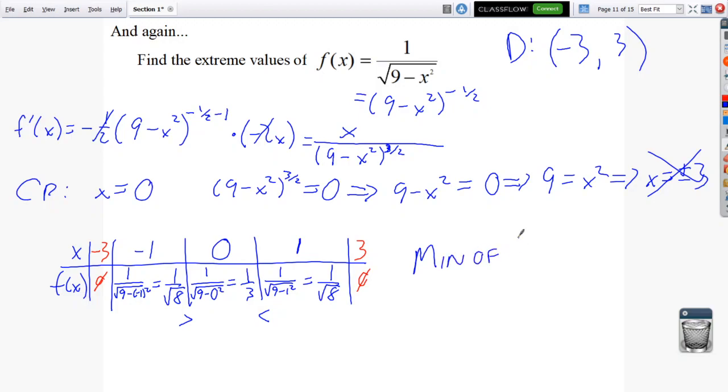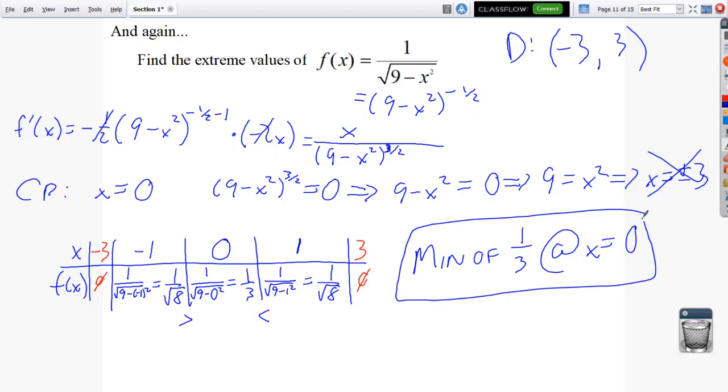Min of 1/3 at x equals 0. There's all my extreme values. And again, I wanted to do this without using my calculator. Now I can grab my calculator and see if it makes sense there.